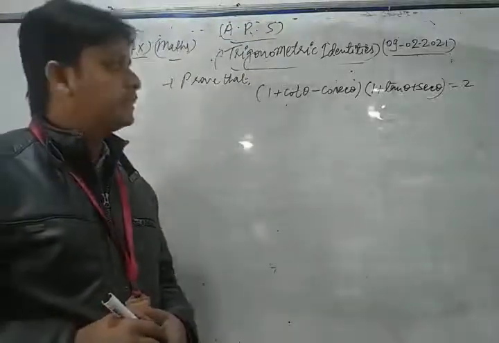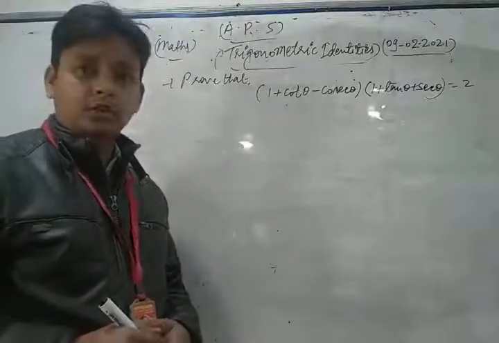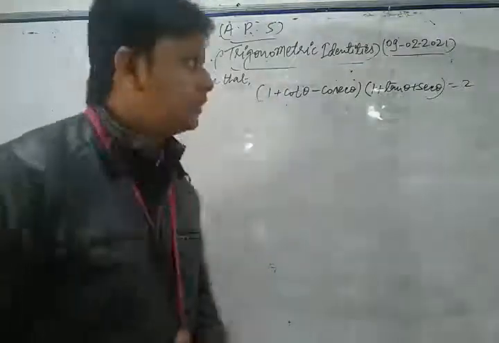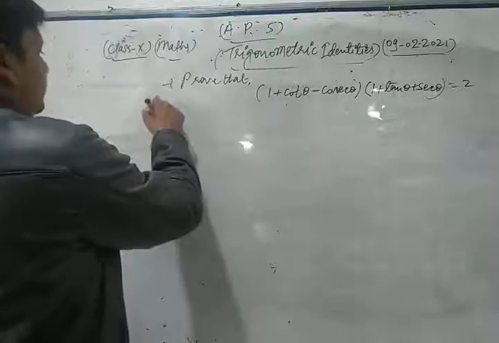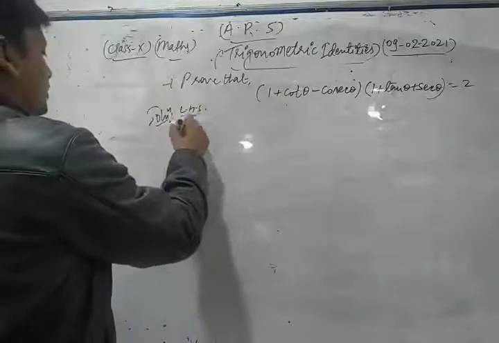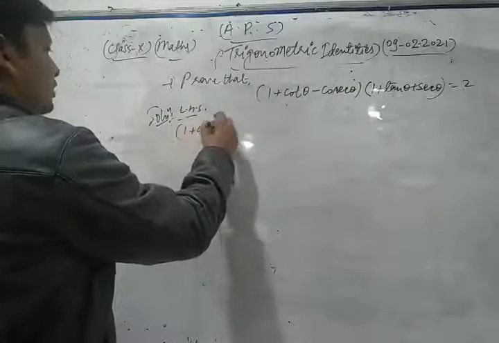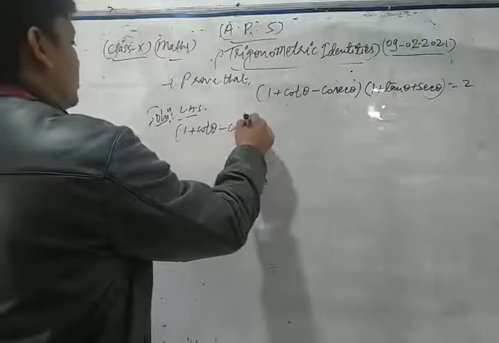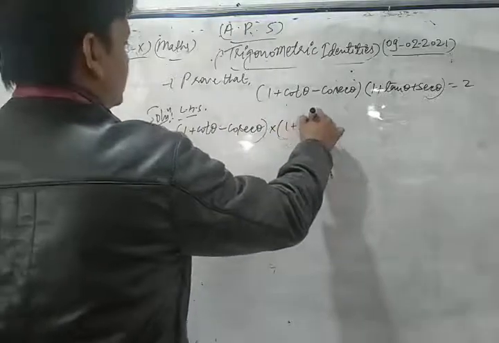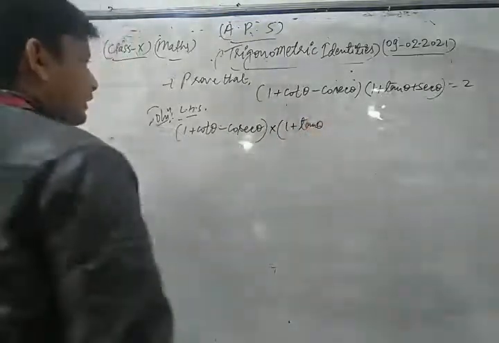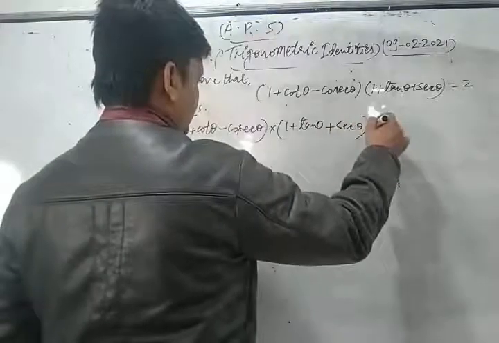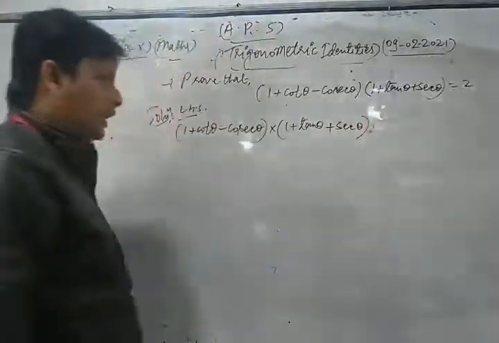Now let's see what is the process to solve this type of question. Okay, dear friends, this is a very easy question. So first of all we take the left hand side. Okay, now let's see its solution. The left hand side of this question is (1 plus cot theta minus cosec theta) into (1 plus tan theta plus sec theta). Okay, this is the LHS.